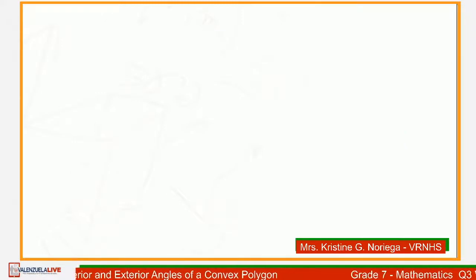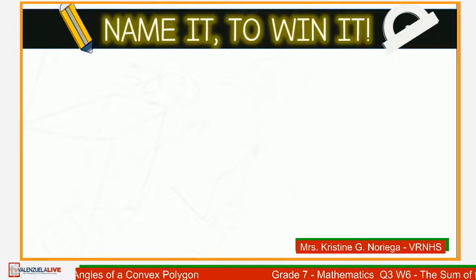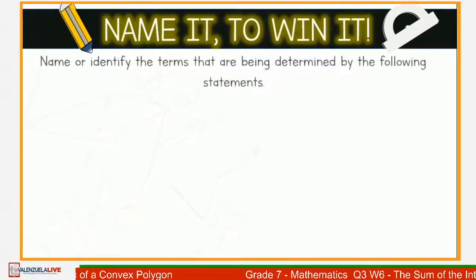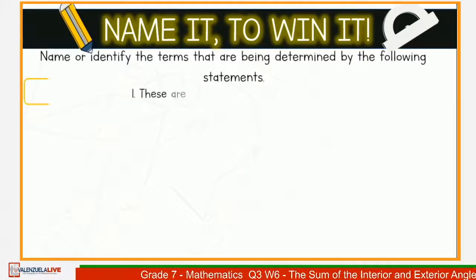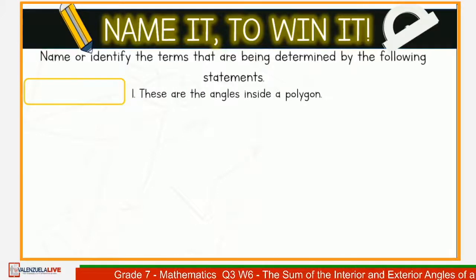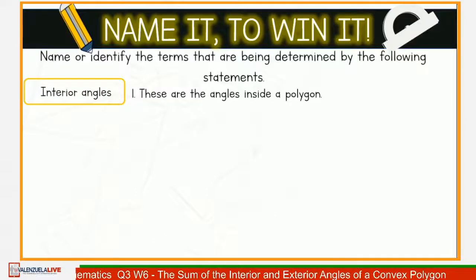Let us recall some of the terms that we discussed for this week's lesson. You name it to win it. All you have to do is to name or identify the terms that are being determined by the following statements. Are you all ready? Let us start. Question number 1. These are the angles inside a polygon. Very good. It is interior angles.